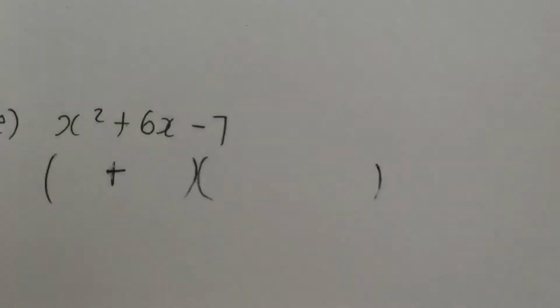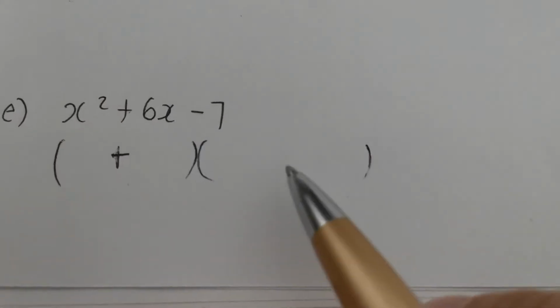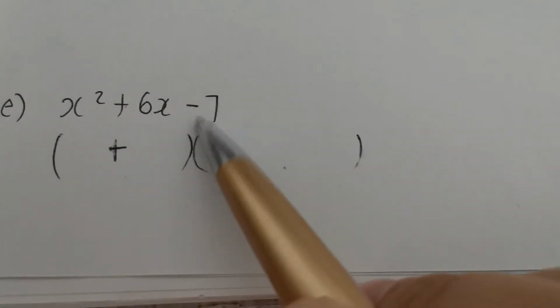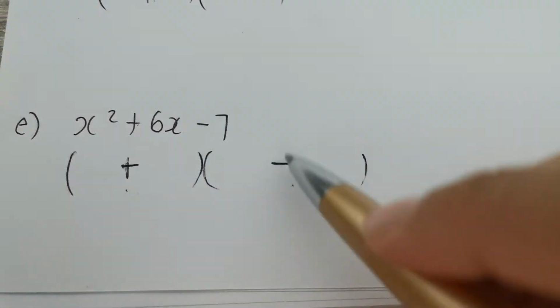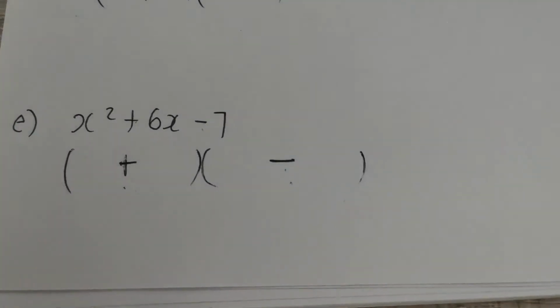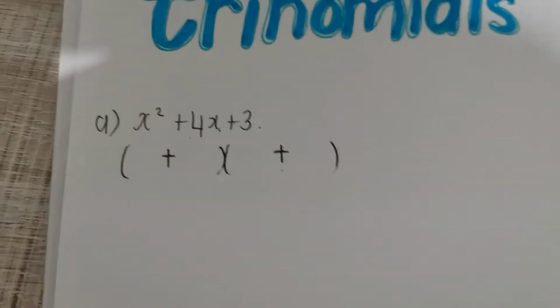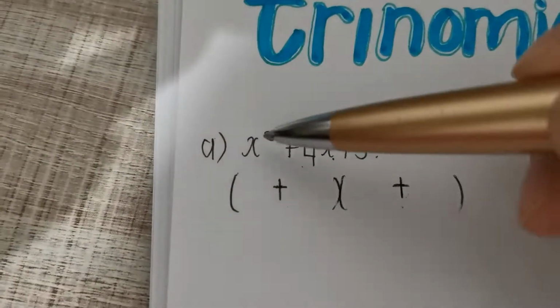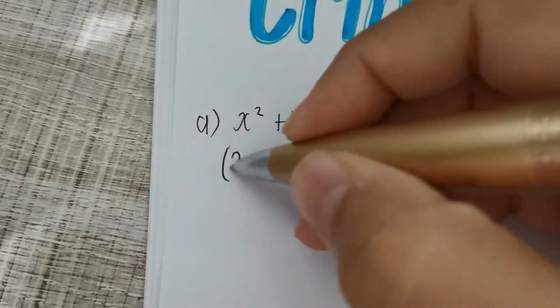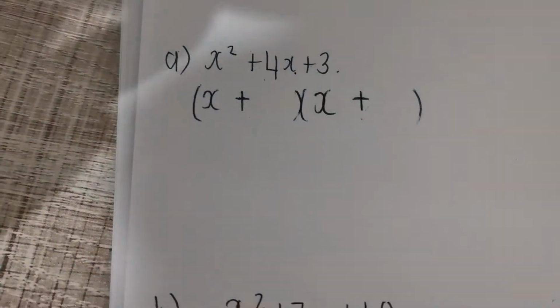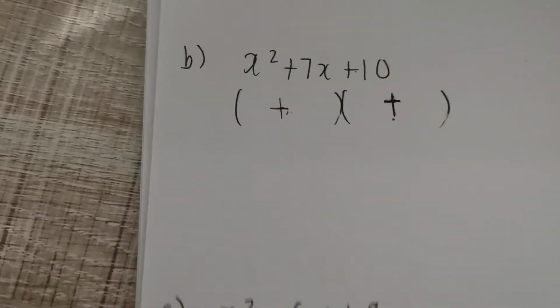Okay, let's do this again. Positive times what will give me a negative? Negative. Positive times negative gives me a negative. Okay. Now for trinomials, you need to know about all of your factors. So what you do over here, we copy this x squared. We're going to put 1 over here. X, x.